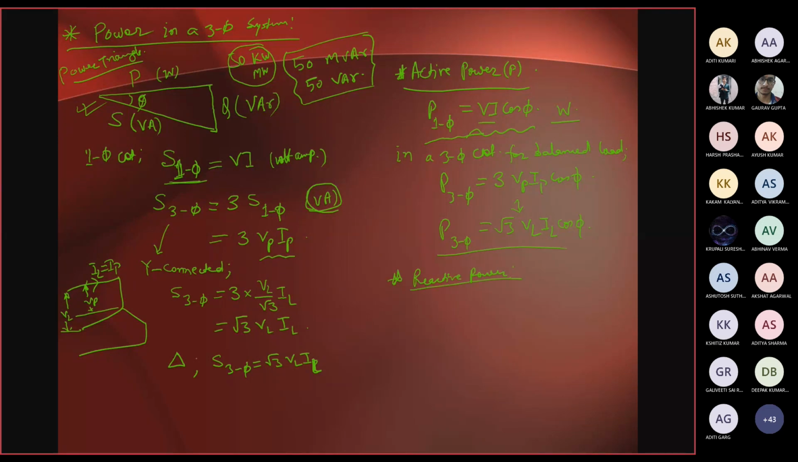I think all of you know it. So Q single phase will be simply again from this triangle, the power triangle. All powers are derived from this triangle only. Q single phase is equal to VI sin phi. Now its unit is var. So Q three phase will be simply equal to 3 V phase I phase sin phi, or root 3 VL IL sin phi. Unit is var.